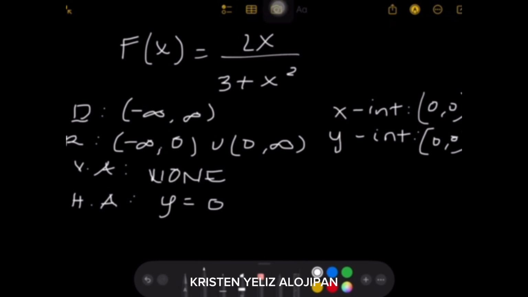So just a refresher of all the values that I solved for earlier. Our domain is negative infinity to positive infinity. Our range is negative infinity to 0 union 0 to positive infinity. Our vertical asymptote is none, and our horizontal asymptote is 0, y equals 0. And then our x-intercept and y-intercept are both 0, 0.